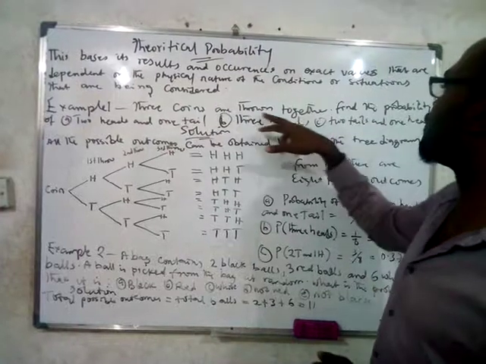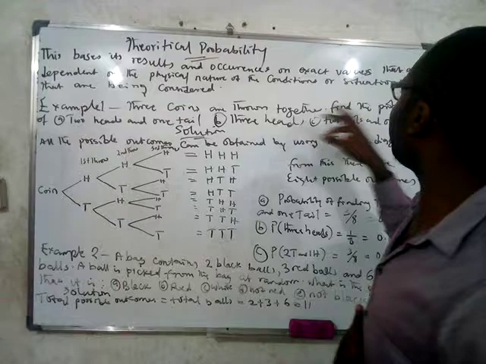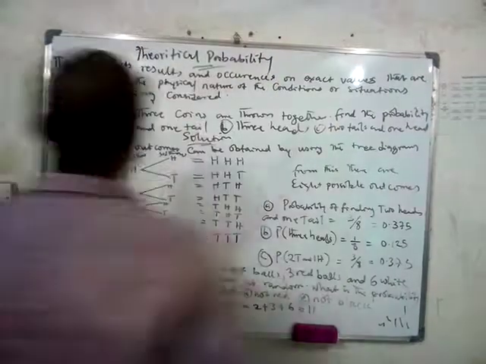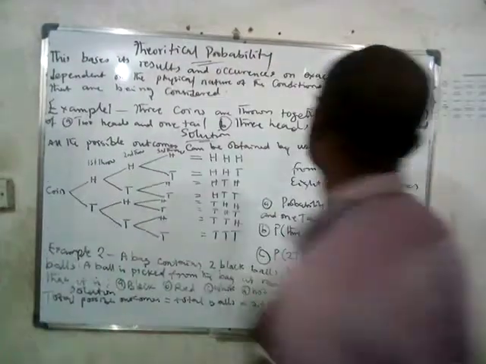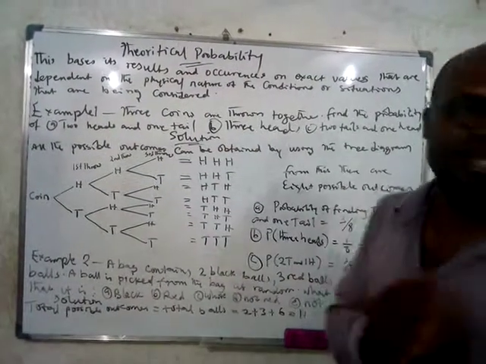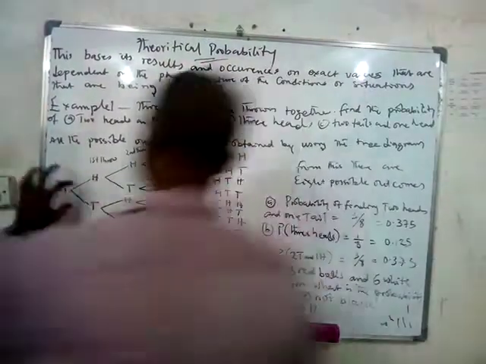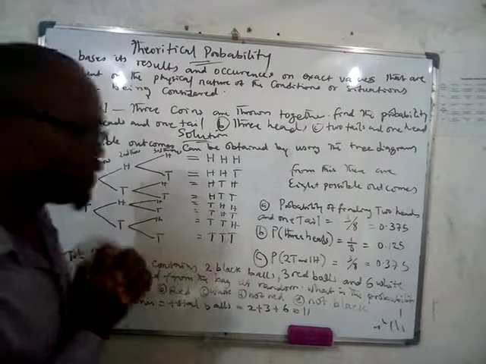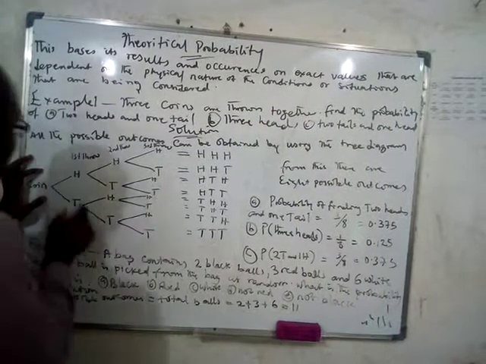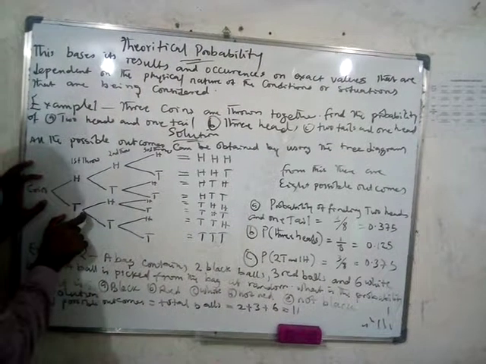Good. So for such, we are going to give an example. 3 coins are thrown together. Find the probability of 2 heads and 1 tail. Is that clear? For a coin, we already know that every coin has head and tail. So the maximum outcome that you have for throwing only 1 coin will be head and tail, which is 2.